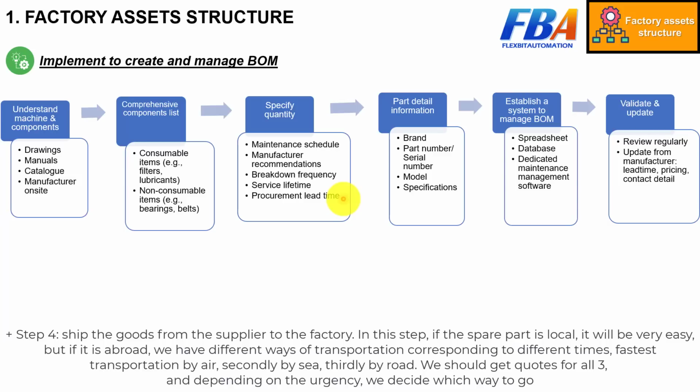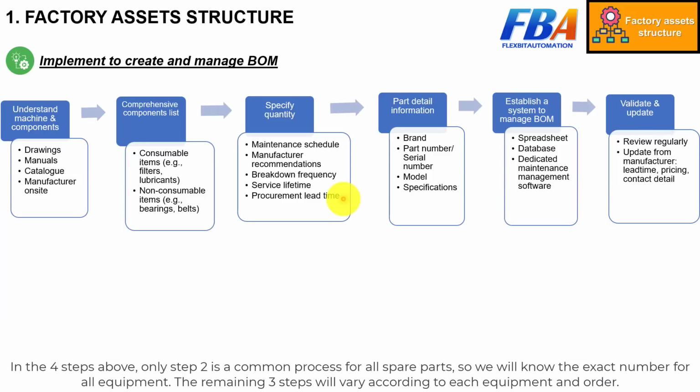In this step, if the spare part is local, it will be very easy. But if it is from abroad, we have different ways of transportation corresponding to different times. The fastest transportation is by air, meaning by airplane. Second is by sea, meaning by boat. Third is by road, meaning by vehicle. We should get a quotation for all 3 ways, and depending on the urgency, we decide which way to go.